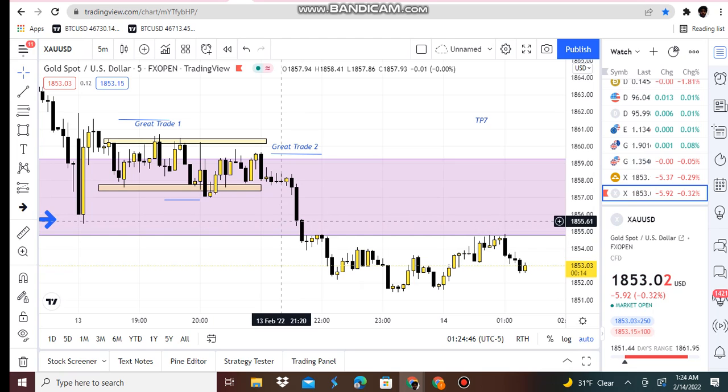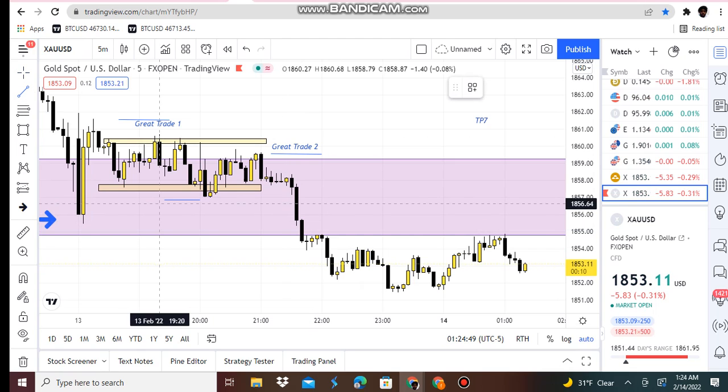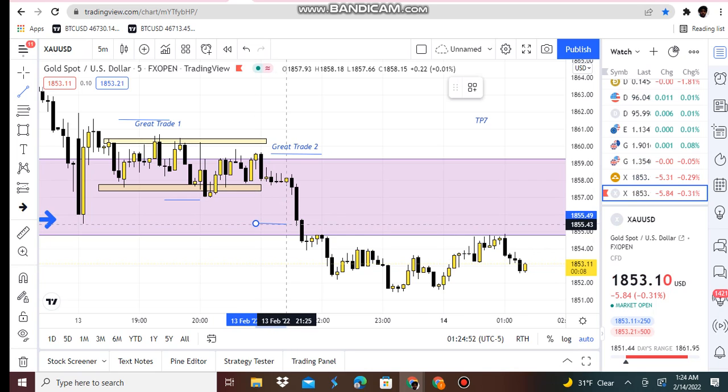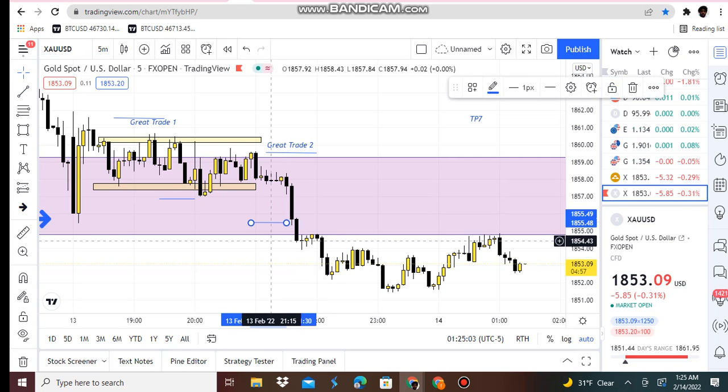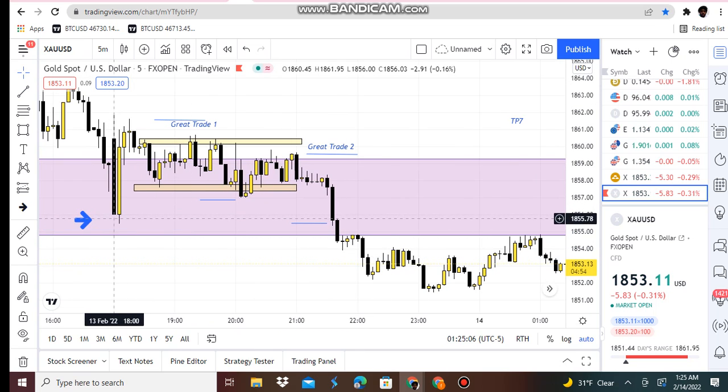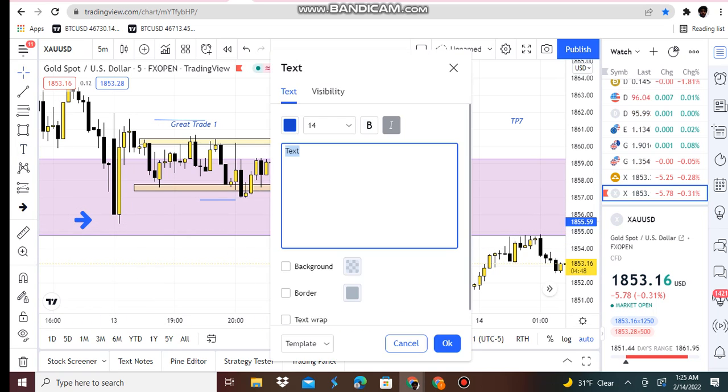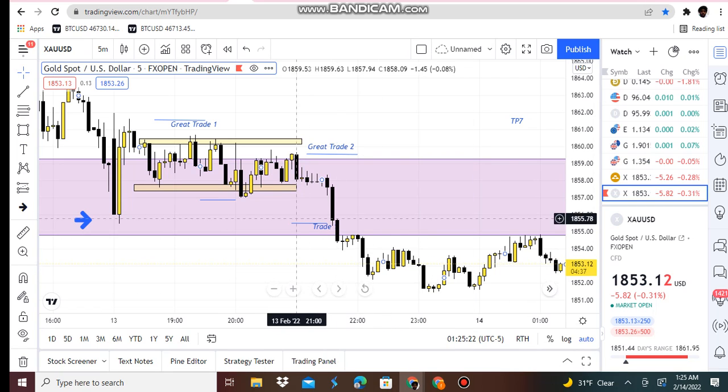This is for entries. As we're going over entries, once we see price get below this lower low right here, starting where this arrow is at, the start of the market on February 13th, we could have gotten in for another trade, and this could have been another trade right here for us. It's not a great trade, but it's still a good trade. It's still at the top of the market, still in take profit 7 areas. Could have gotten in for a trade right here.